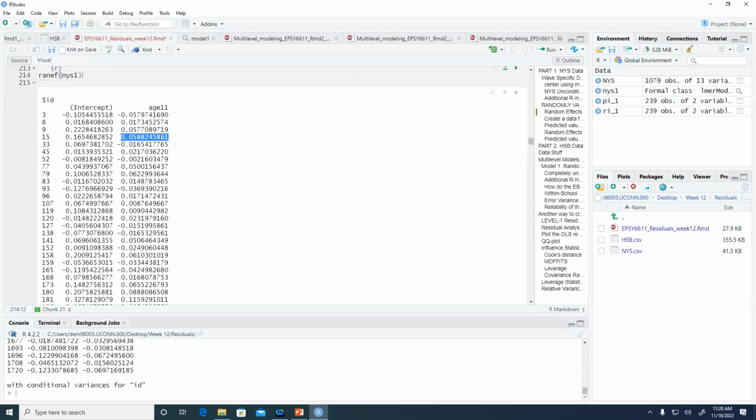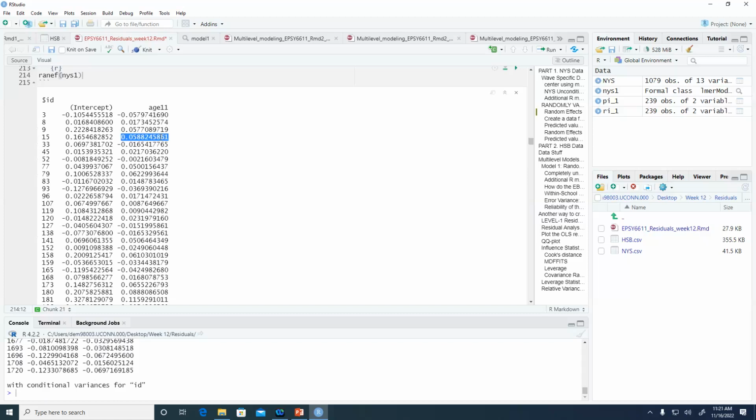And these are not OLS residuals, by the way. They're empirical Bayes residuals. So what does that mean? It means a lot of things, but it means that they're shrunken toward the model-based estimates, and how much they're shrunken toward the model-based estimate is a function of the reliability, right?